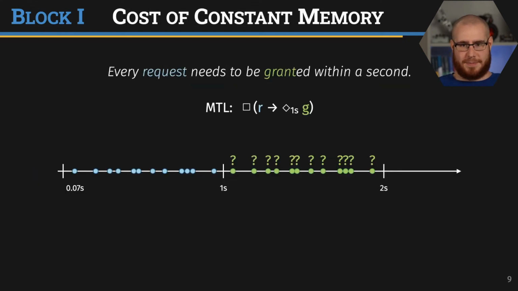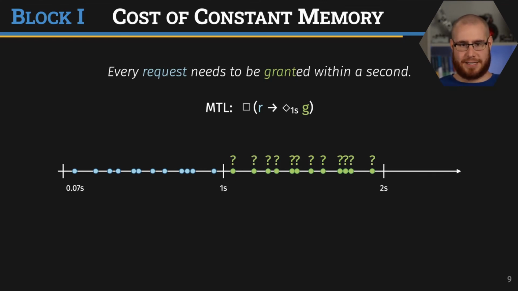So consider this specification here. We say every request needs to be granted within 1 second. This is simple enough when we want to express it in MTL. Here we can just say we have a globally, so at every point in time, if there is a request, then we demand that there is a grant within 1 second. Perfectly fine. Now consider this timeline here. In the first second, there are a couple of requests, and now we have to check whether there is a grant within 1 second.